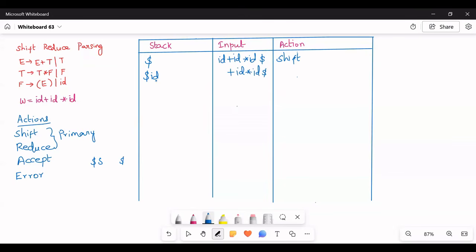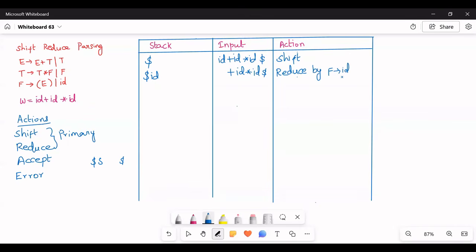Next we need to check whether id is a handle or not. Handle means it should match the right side of any of the productions. So now id is matched here, so it should be reduced. The next action is the reduce action. So reduce by the production F tends to id.